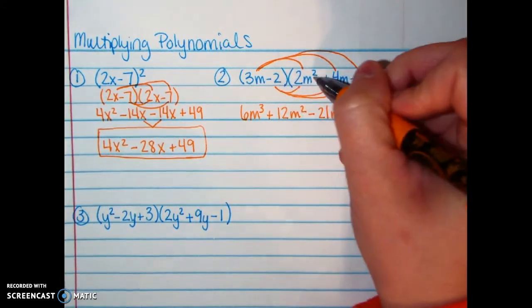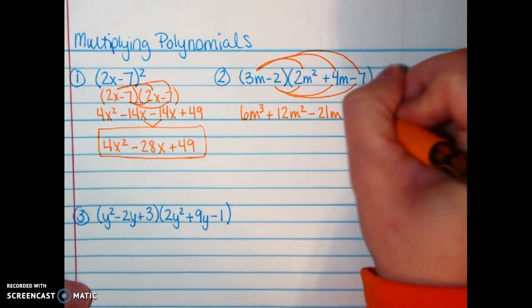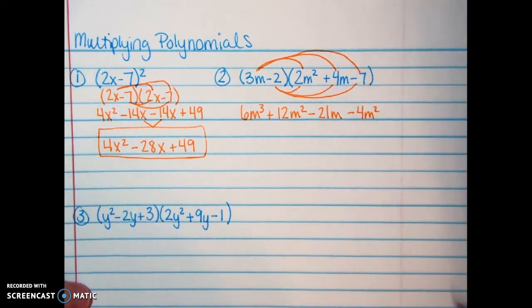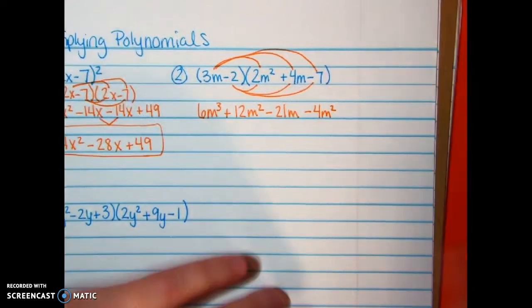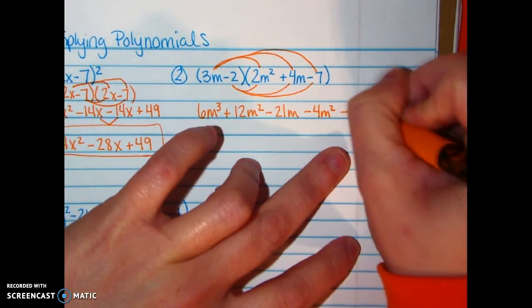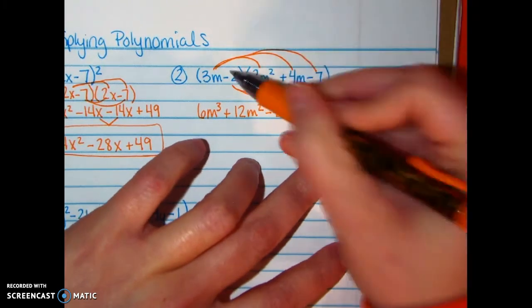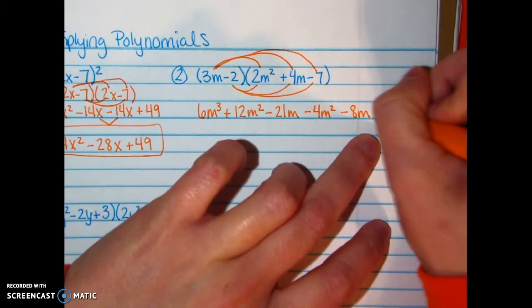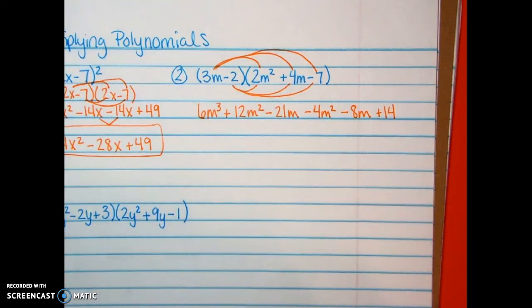So negative 2 times 2m squared is negative 4m squared. Negative 2 times positive 4m is negative 8m. Negative 2 times negative 7 is a positive 14.